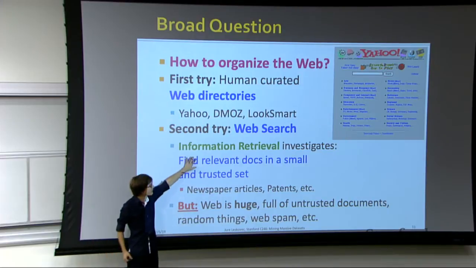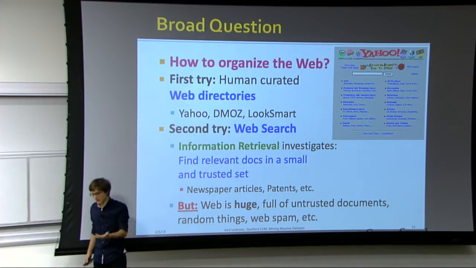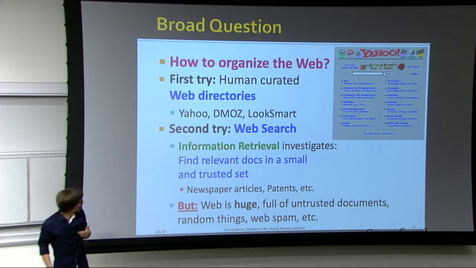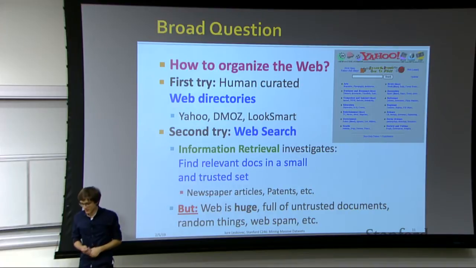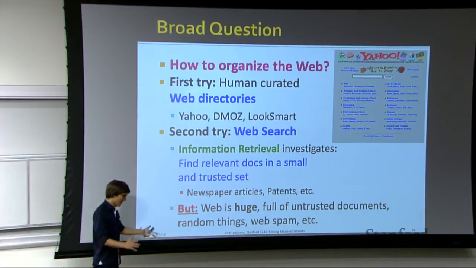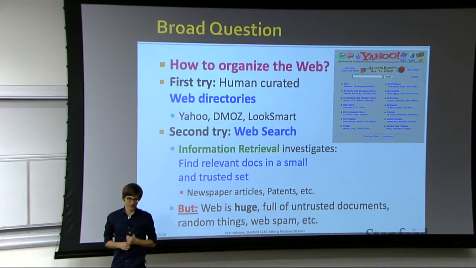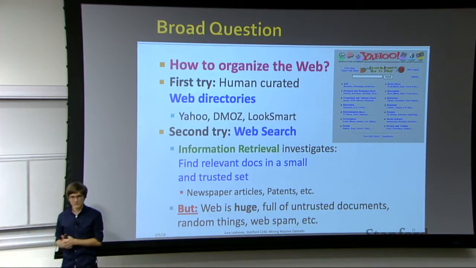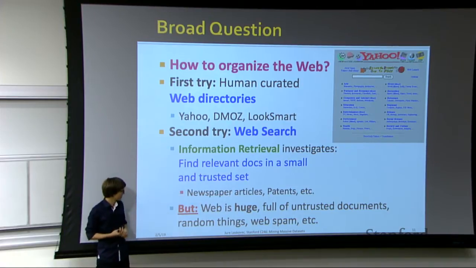And there is a very big field that worries about how you search documents, and that field is called information retrieval. Information retrieval is older than the web, but it really worried about, say, you have a set of 10,000 trusted news articles you want to search over, or a set of 1,000 documents, like patents, articles, and so on.